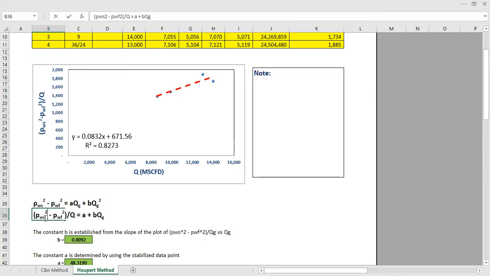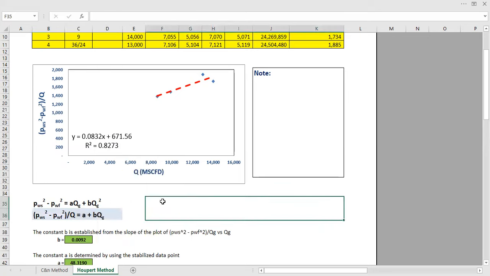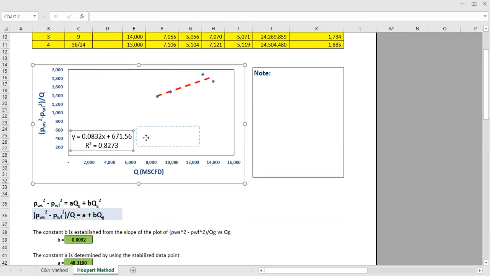PWS squared minus PWF squared divided by the flow rate equals A plus B multiplied by the flow rate. And this is our main equation. And we can look at this equation from this trend line result.